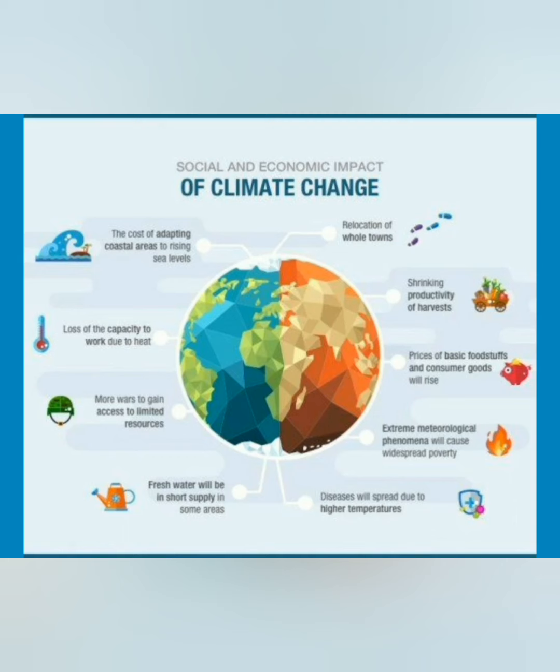Extreme meteorological phenomena will cause widespread poverty. Diseases will spread due to high temperatures. Fresh water will be in short supply in some areas. More wars to gain access to limited resources. Loss of the capacity to work due to heat. Melting of glacier, warming of oceans, shift in farming region. Change in regional climate. Variable changes in the climate, increase in cost of air conditioning, change in sea level.